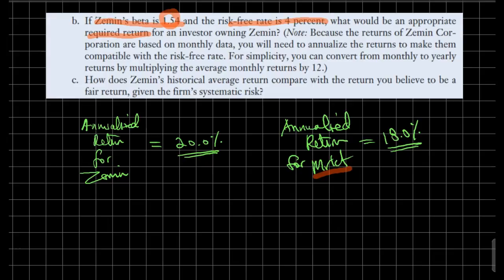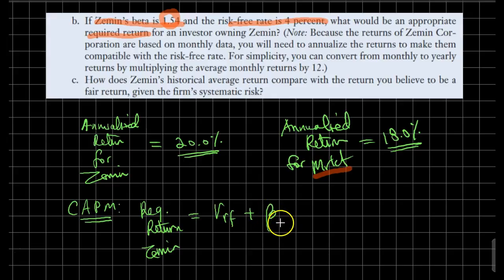Now going back to our problem, we will be making use of the capital asset pricing model to calculate the required return. The required return for our company, Zemin, would be equal to the risk-free return plus the beta of our security, in that case Zemin, times the market risk premium. And let me actually write it in the long form. It would be the return of the market minus the risk-free. Okay, so let's just plug in the numbers.